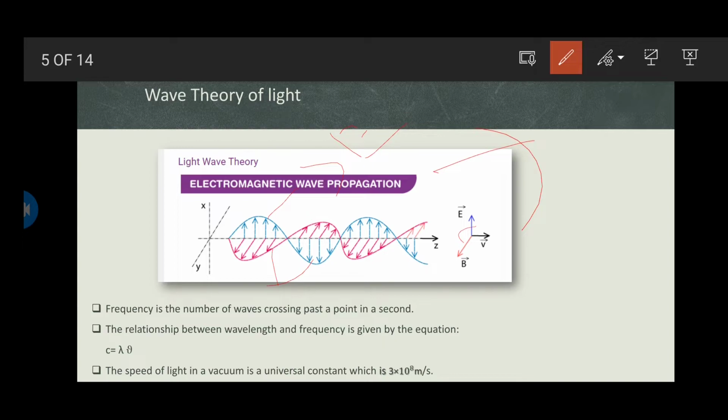Let me denote the relation between wavelength and frequency given by the equation C is equal to lambda mu. You can see how C is equal to lambda mu. The speed of light in a vacuum is a universal constant, right? C is equal to 3 into 10 power 8 meters per second in a vacuum.